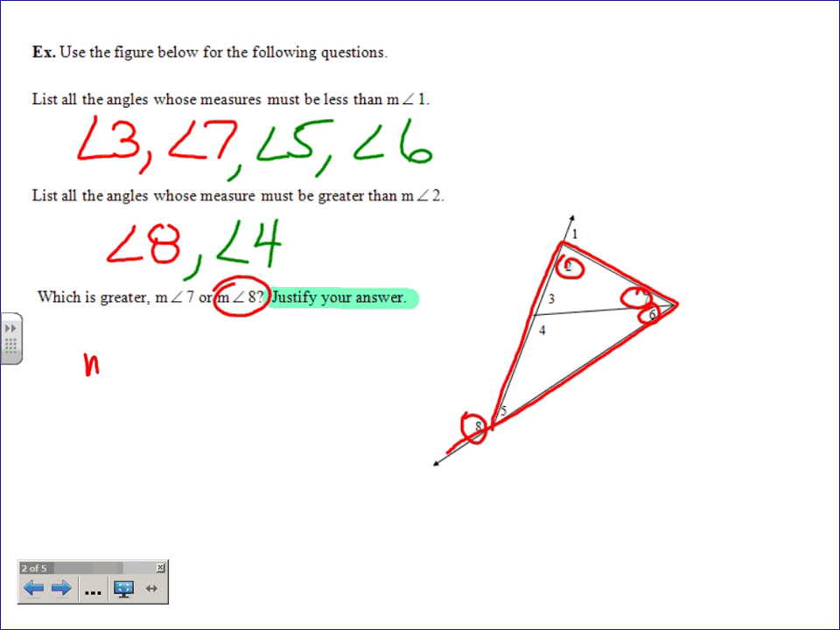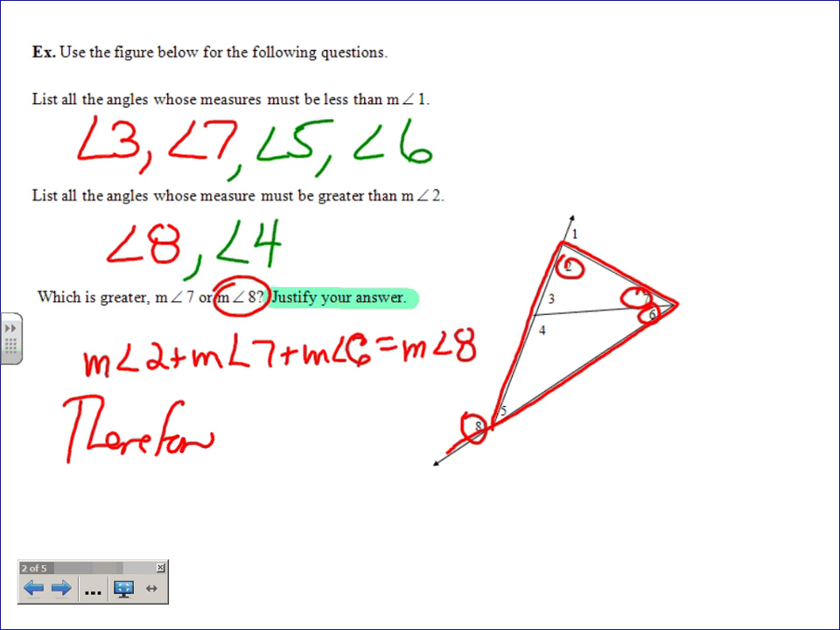And basically, you could just say that the measure of angle 2 plus the measure of angle 7 plus the measure of angle 6 equals the measure of angle 8. Therefore, that's always a good word to put in your proofs. Whether or not they're right or not, it just sounds convincing. Therefore, the measure of angle 8 is greater than the measure of angle 7 by itself. If you had to do this in a proof, it would take quite a few more steps than that, but that's in general pretty good convincing.